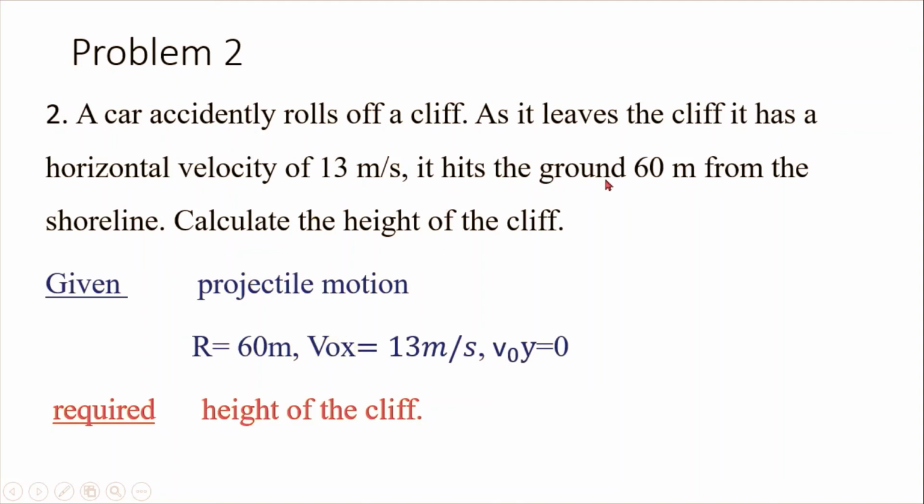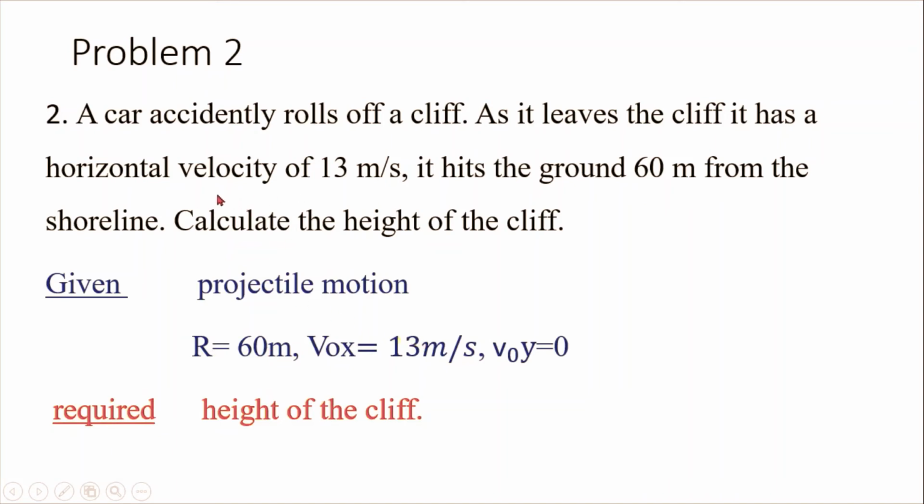It hits the ground 60 meters from the shoreline. This means that the rolling car landed at the bottom level of the cliff, going away 60 meters from the shoreline of the cliff. So the range is 60 meters.